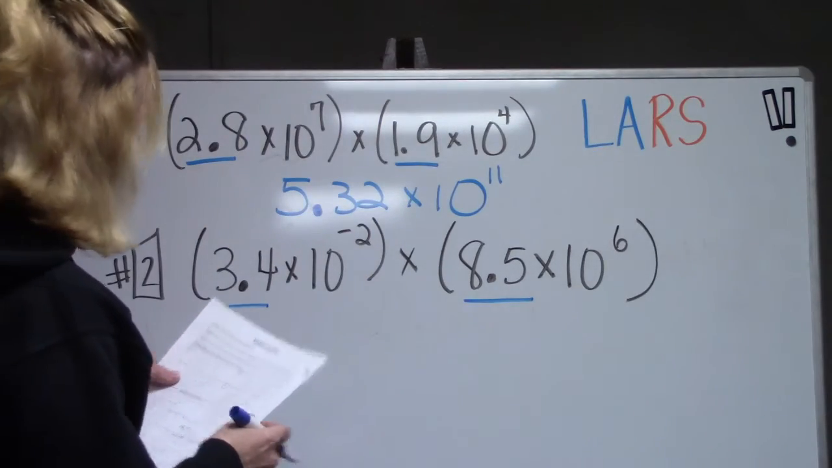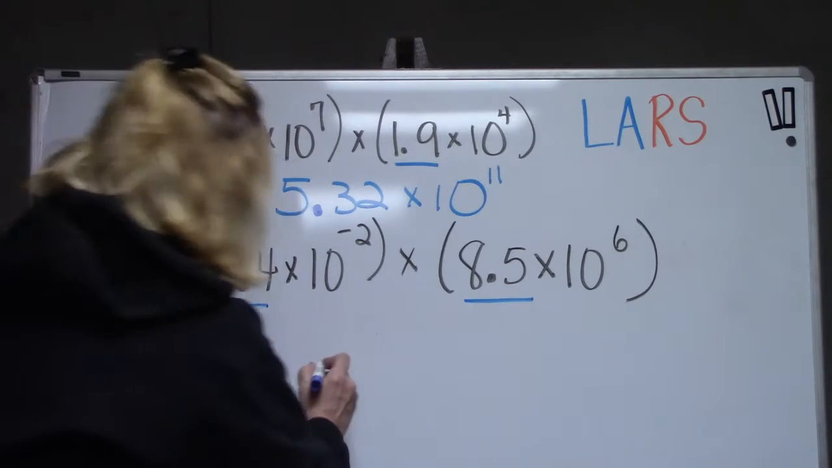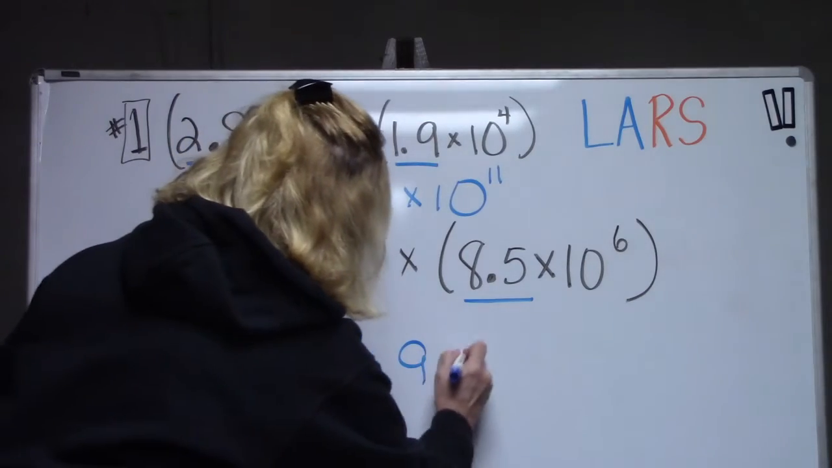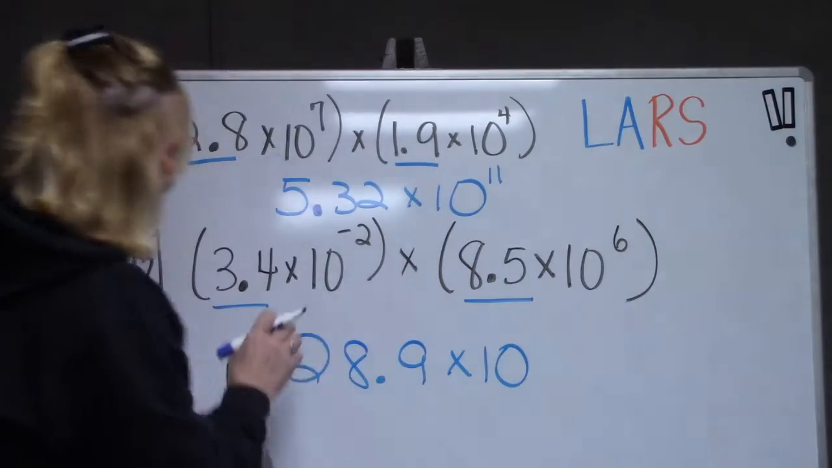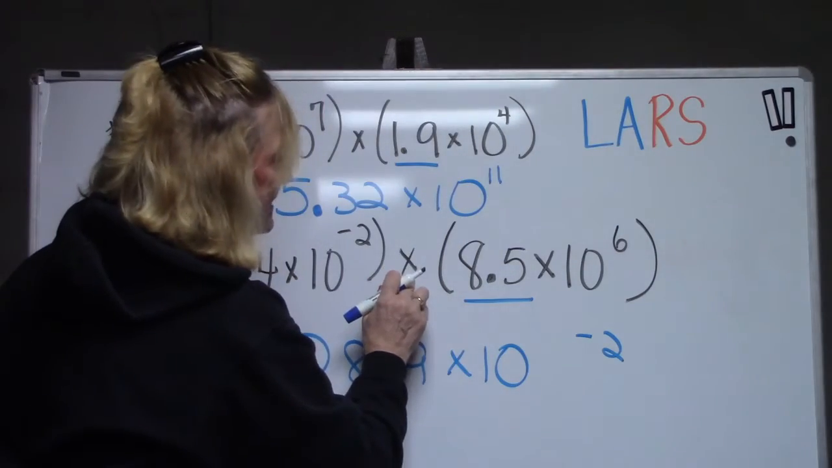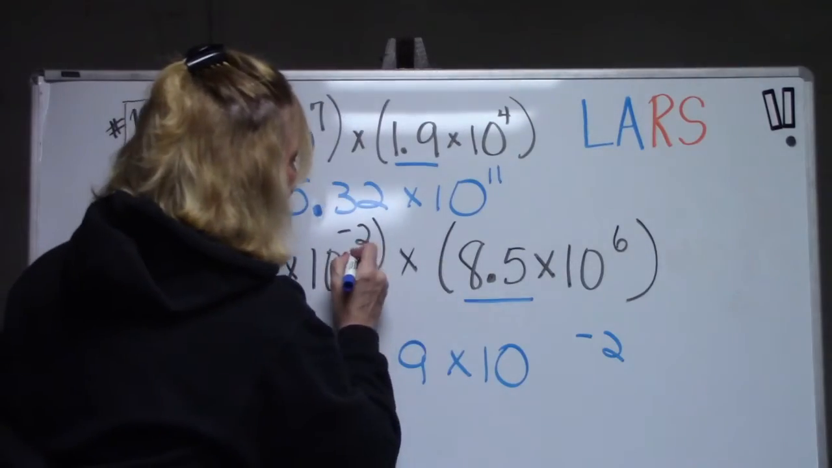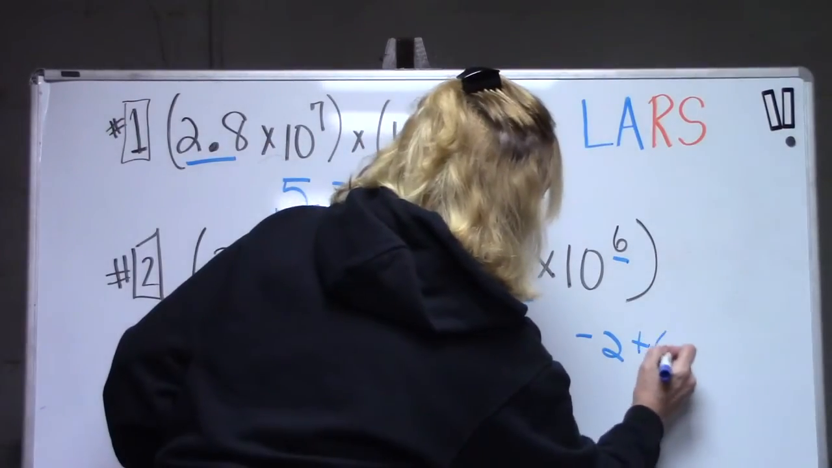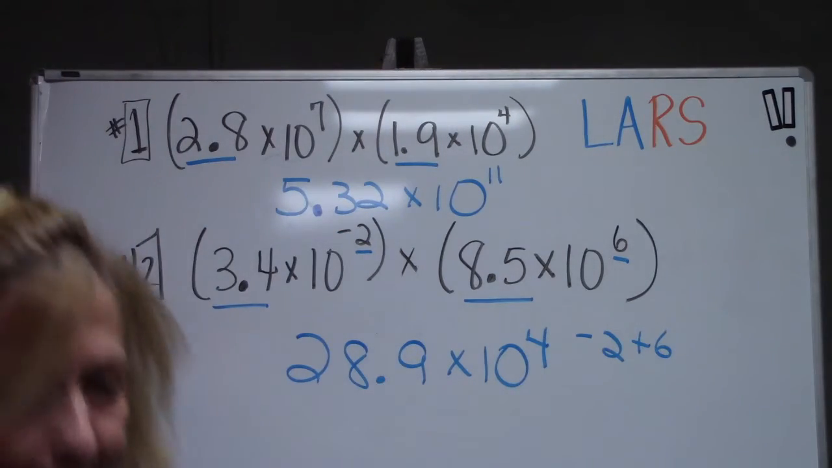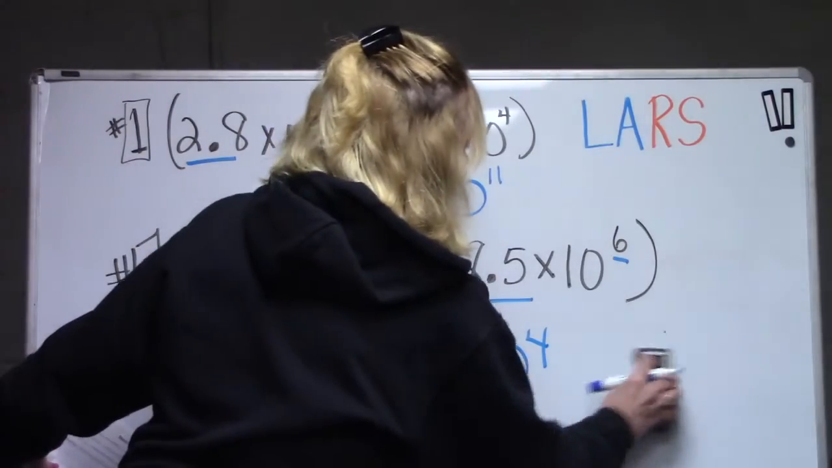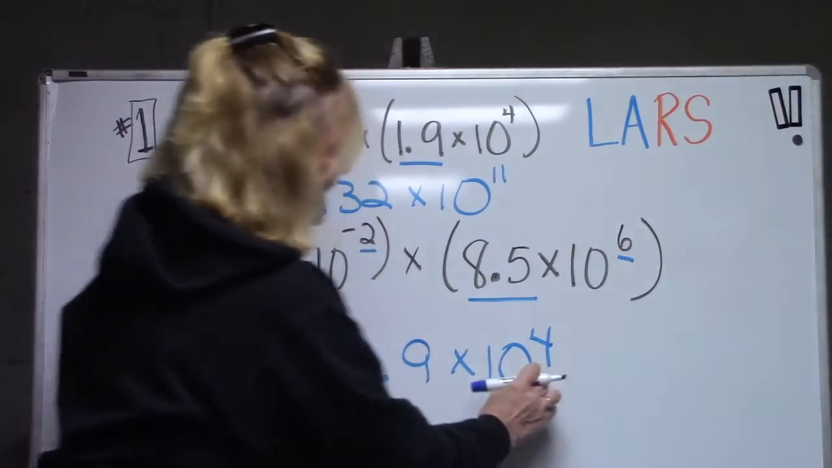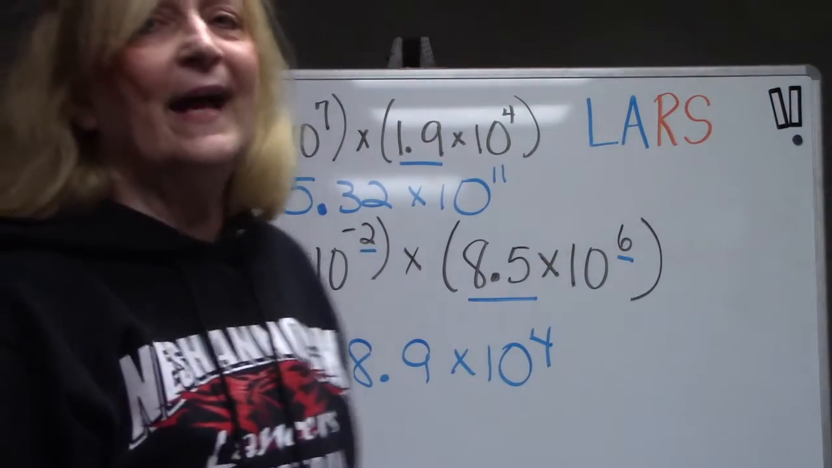Okay, so I take the first two coefficients. I say 3.4 times 8.5, and I get 8.9 times 10 to the negative 2. Since I'm multiplying, I add the exponents. Plus 6. Negative 2 plus 6 gives me a 4. That's where I got that. And that looks like we're done, right?